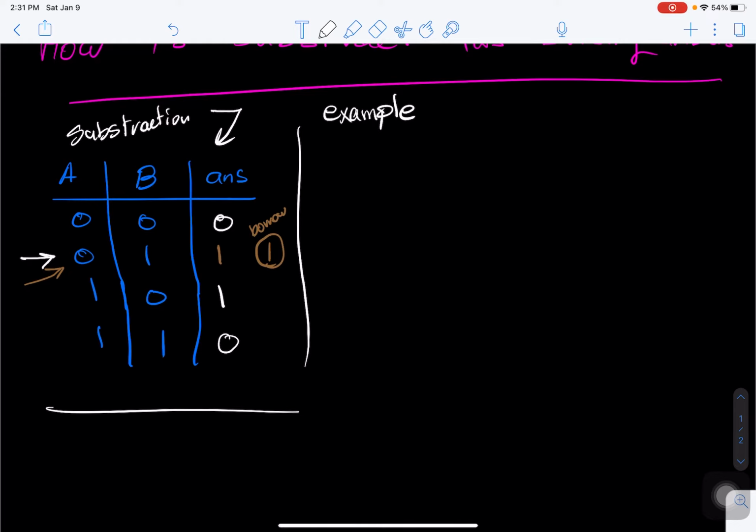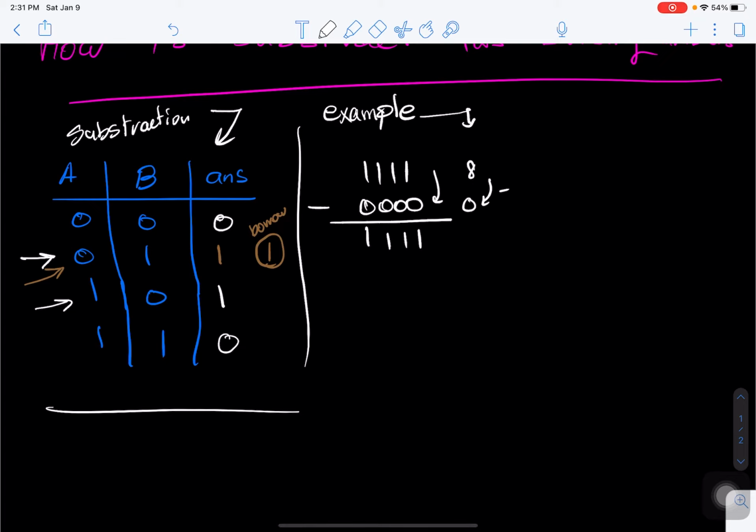So let's write down examples. The first one is a very simple example, which is 1 1 1 1 minus 0 0 0 0. That's pretty simple, top minus 0. We're going to go based on this rule, and the answer is all 1 1 1 1. So it's basically 15 minus 0. This is pretty simple.